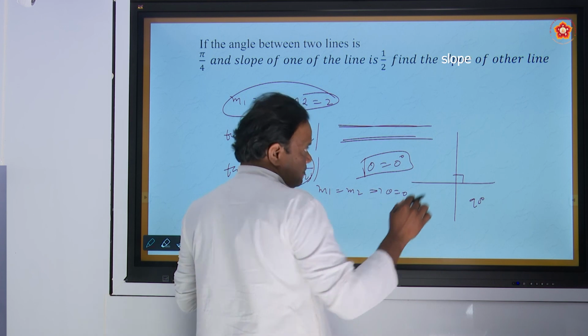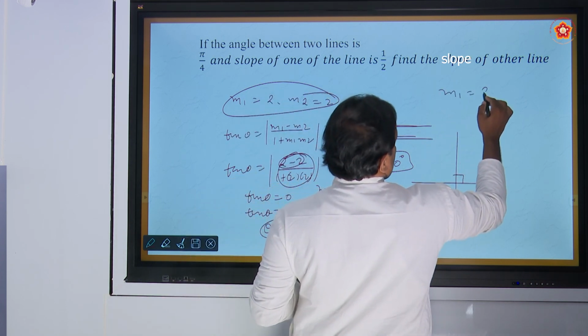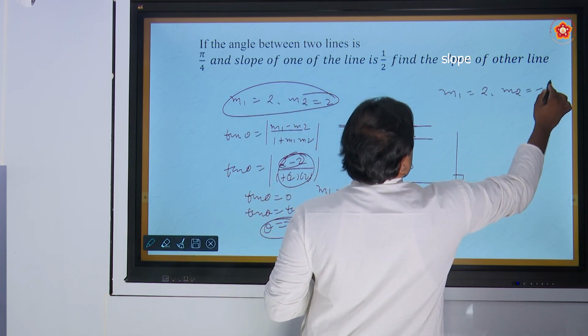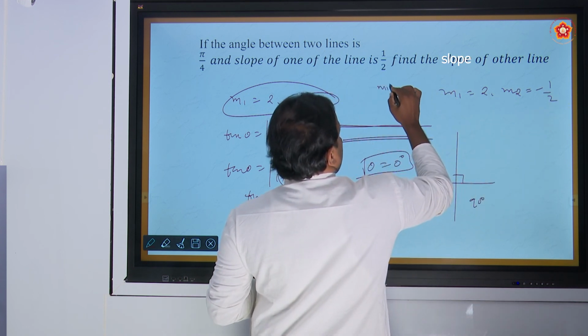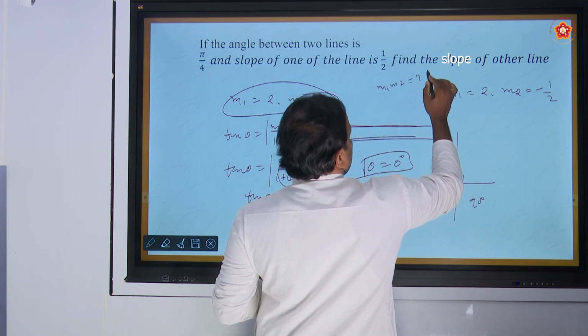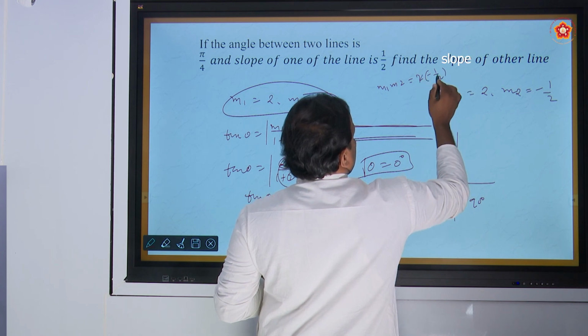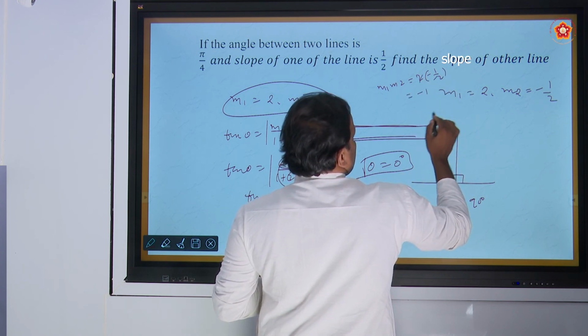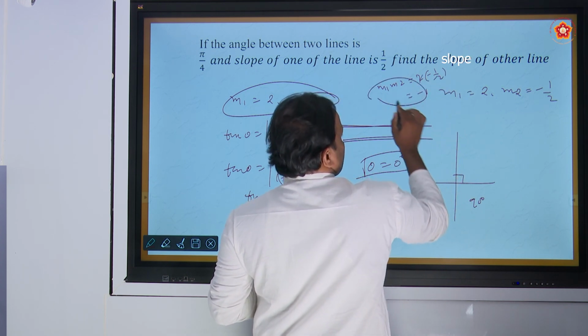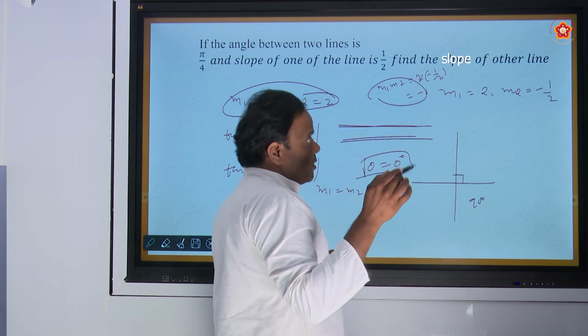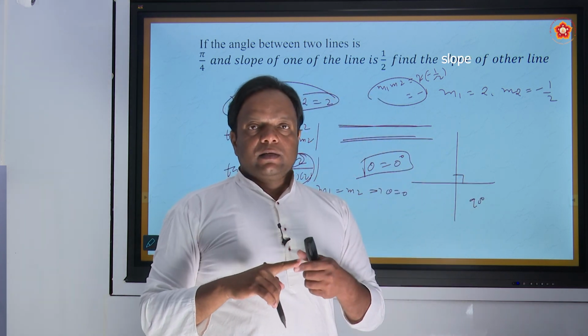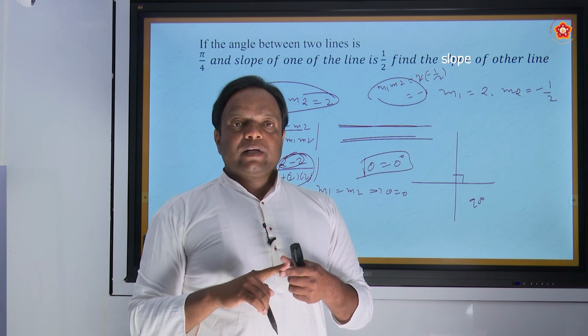So one more condition. Suppose I take m1 is equal to 2, m2 is equal to minus 1 by 2. So observe here, m1 into m2 you have to observe. What happened here? 2 gets cancelled, minus 1. It means the product of slopes is minus 1. You know, in the previous sessions, if the product of slopes is minus 1, it means the lines are perpendicular to each other.